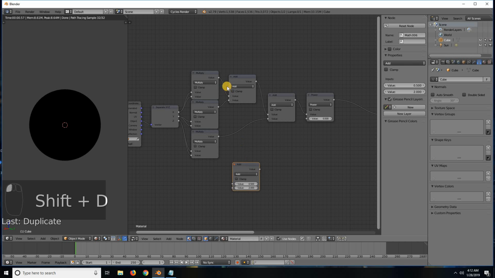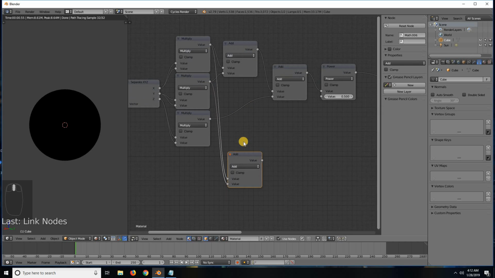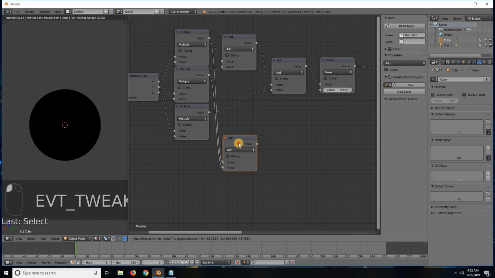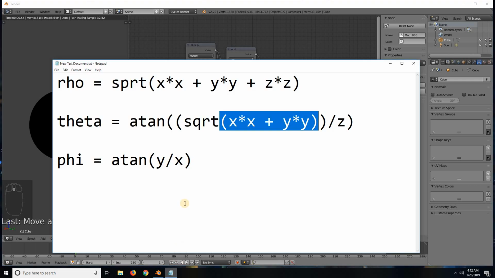So I'll just grab this math node and bring this one down, and that is x squared, and bring this one down, and that is y squared. So now we have x squared plus y squared, just like we have right here. This is x squared plus y squared. So we just made another portion of that. So there we go. There's our x squared plus y squared.